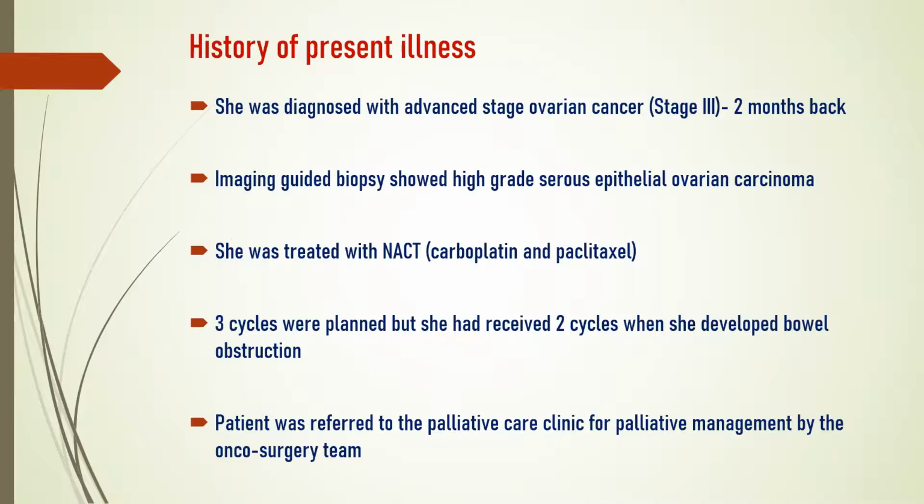Next slide, please. So coming to the history of present illness, she was diagnosed with advanced stage ovarian cancer, stage 3, for the last 2 months. And then imaging guided biopsy showed high-grade serous epithelial ovarian carcinoma. She was treated with neoadjuvant chemotherapy in the form of carboplatin and paclitaxel. 3 cycles were planned, but she received 2 cycles when she developed the bowel obstruction, and the patient was referred to the palliative care clinic for palliative management by the oncosurgery team.